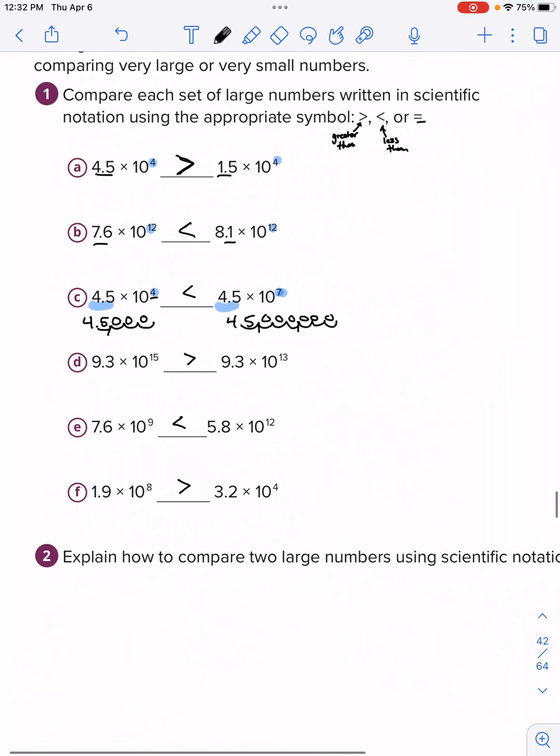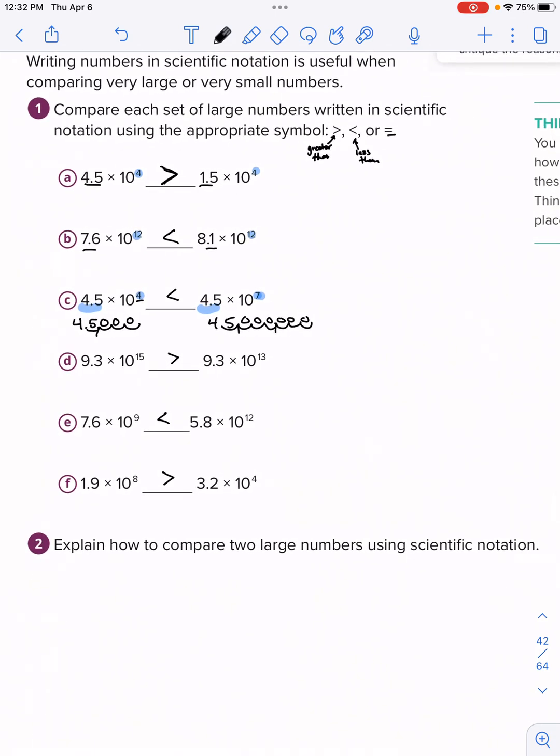Number 2, explain how to compare two large numbers using scientific notation. All right, so what do we do? When comparing two numbers in scientific notation, first compare the characteristic. Now, the characteristic, if you remember from the last lesson, is the exponent. They just call it the characteristic though. A larger characteristic indicates a larger number.